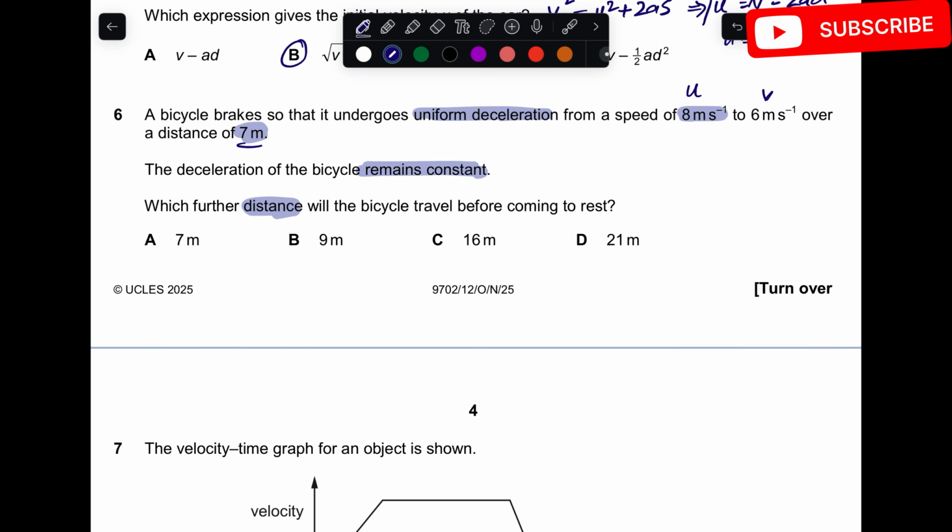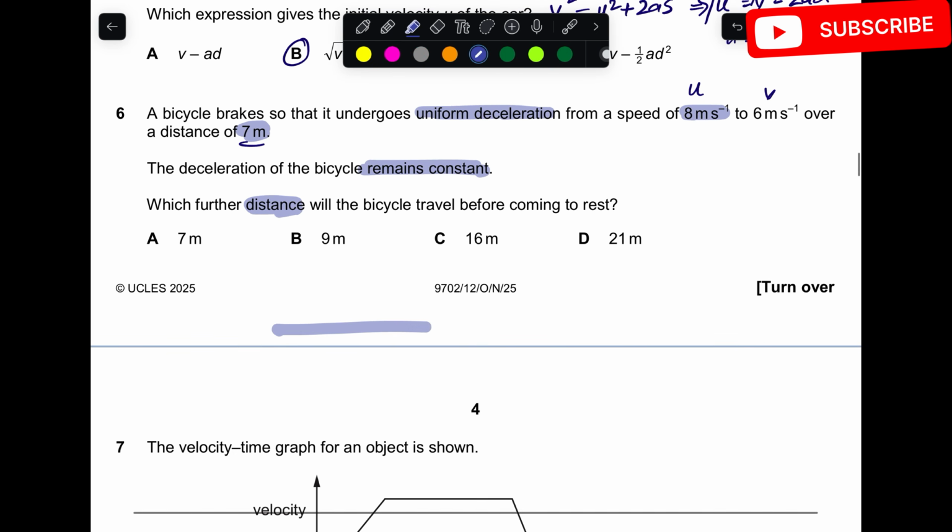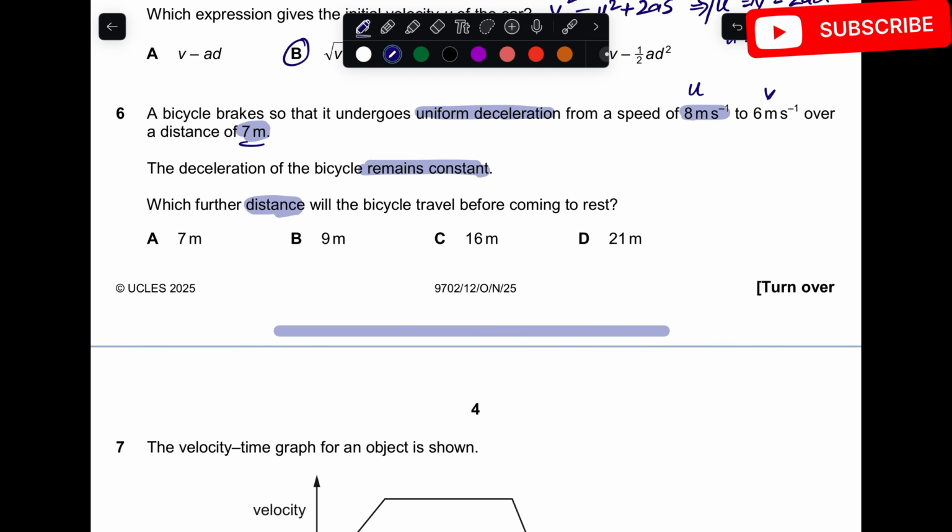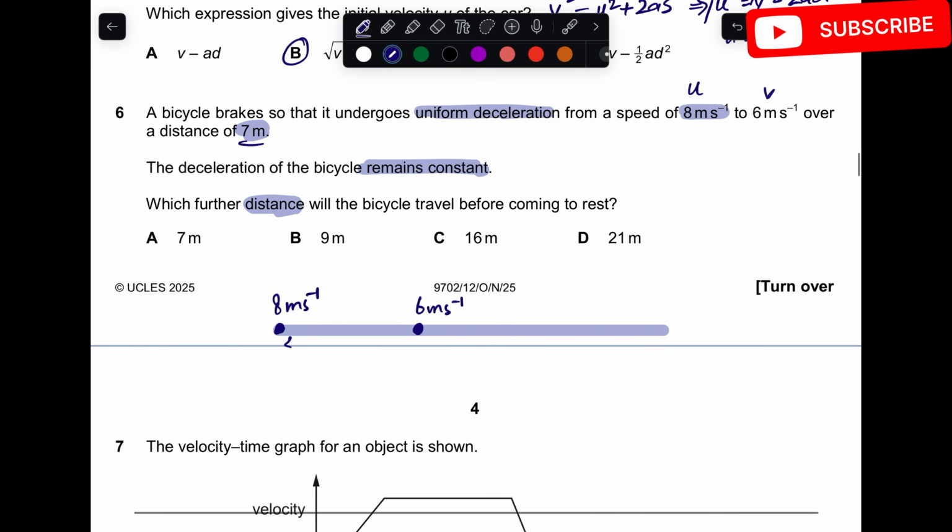We have some track. So let's try to build the scenario. Let's suppose this is the track. This is the starting point. It has a speed of 8 meters per second here. This is another point where it has a speed of 6 meters per second. And from this to this, the distance is 7 meters.